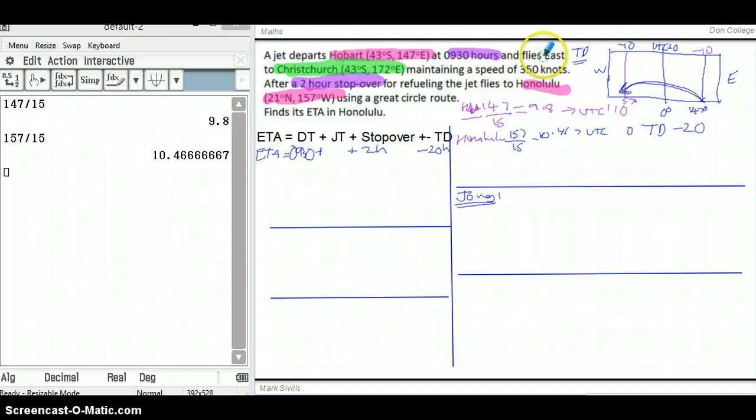And it says we are flying, this is important, east, which we will take to mean due east because, look, we're at 43 degrees south here, 43 degrees south here. That means that we can travel along a line of latitude due east. And we're told the speed there, which we'll come to in a bit. So this is a due east problem. That means it's going to be a small circle problem.